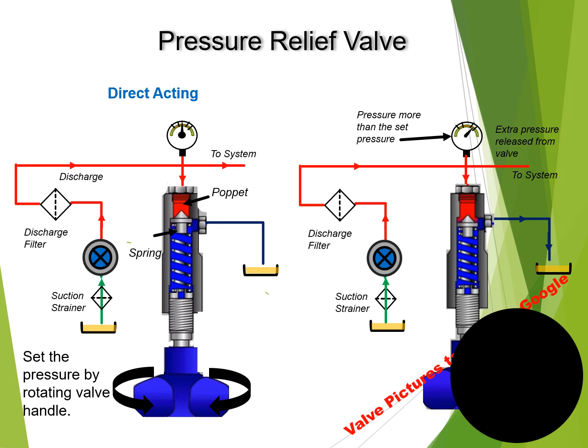So the pressure at which the fluid first discharges from the port is known as the cracking pressure. So there is always a difference between cracking pressure and the set pressure, and the cracking pressure is always lesser than the set pressure.